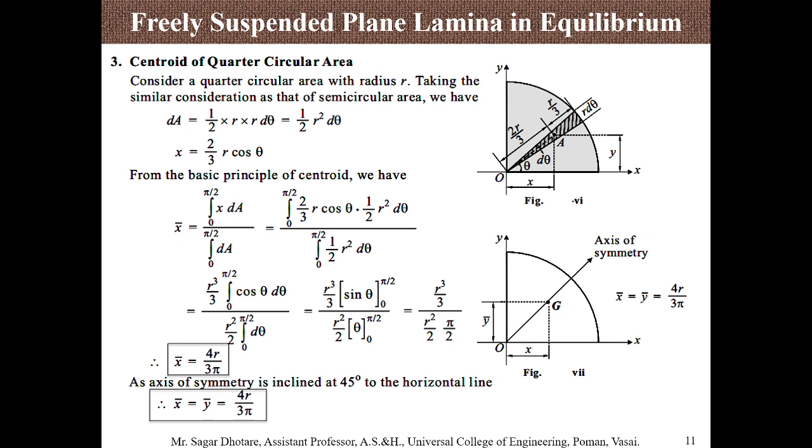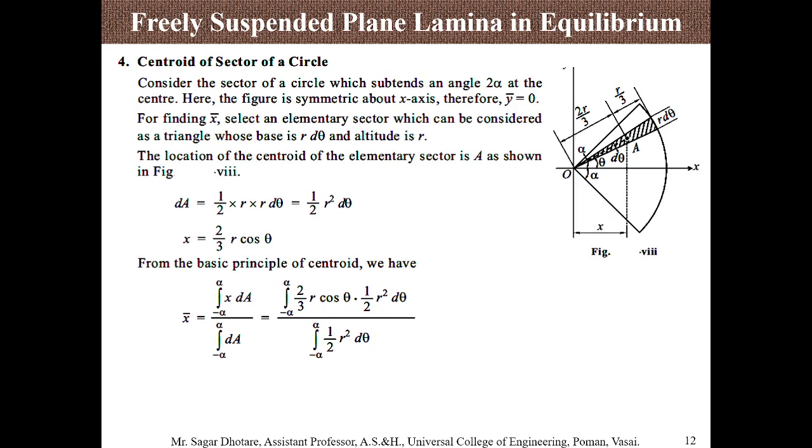Next, when we consider a quarter circle area, it is not symmetrical with respect to x and y. So here we will get both the x coordinate as well as the y coordinate. One more thing we have already discussed: if the angle is 45 degrees, then x is equal to y. The same thing applies here. At 45 degrees both are symmetric, and that's why the value of x bar and y bar is equal to 4r divided by 3 pi.